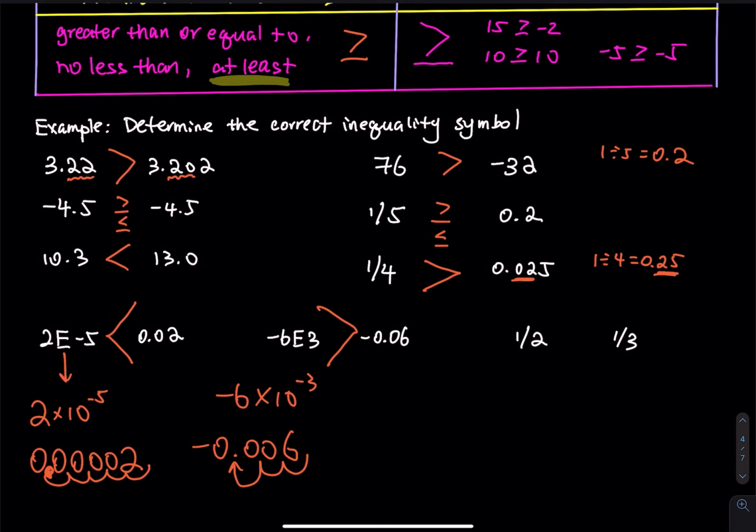And then what about the next one? The next one, this is a 0.5, right? This is a 0.3333, and then the 0.5 is bigger.